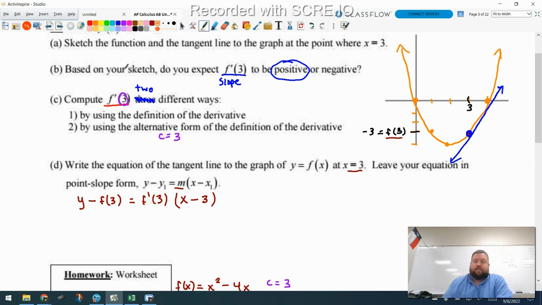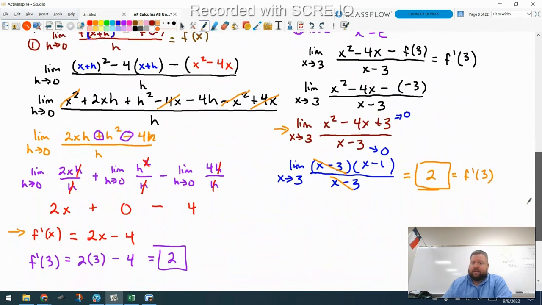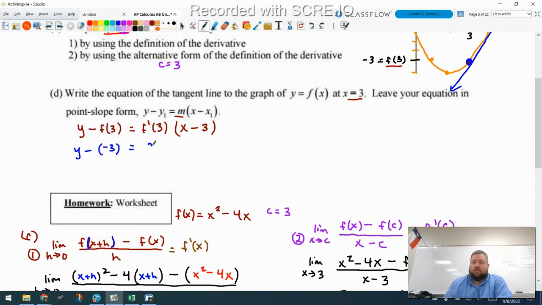All right, so now let's plug in the actual numbers. So we know that f of 3 is negative 3, and we know f prime of 3 from what we did down here is 2. Clean up my double negative right there. y plus 3 is equal to 2 times x minus 3. And we are going to leave our answer in point slope form just like that.